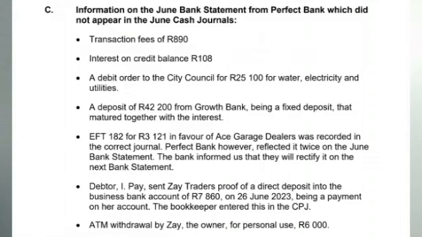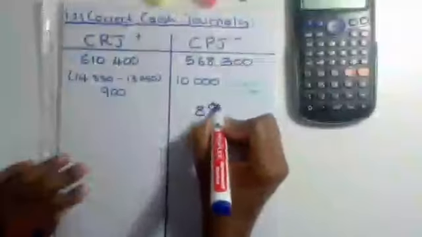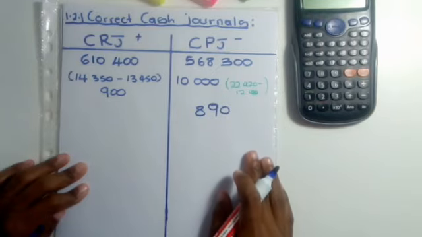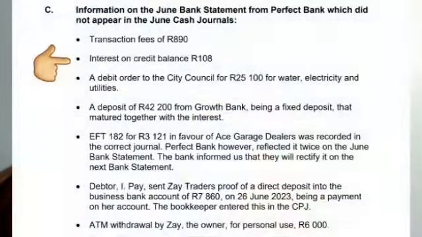And as they're telling you they did not appear in the cash journals, it means we are the ones who omitted them, which means we are the ones who made the mistakes. But since these are our books, we can easily correct them, starting with transaction fees. When we are talking about transaction fees, we are talking about things like service fees, bank charges, the charges that you get from transacting with your bank. So it's a payment because we go to pay it and it goes in the CPJ at 890.